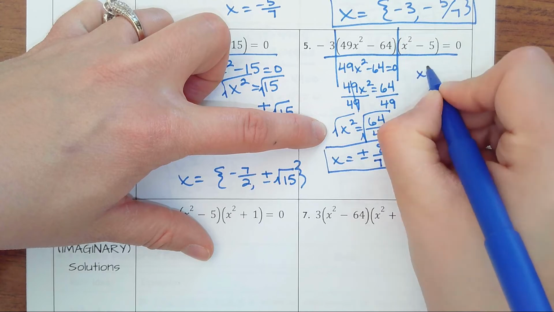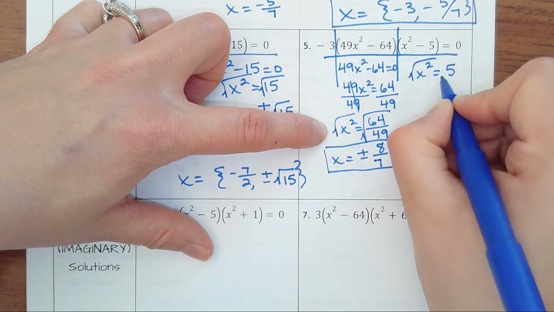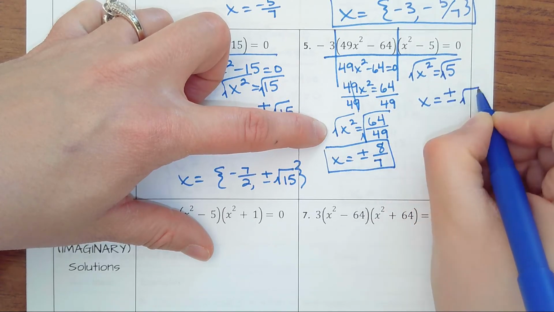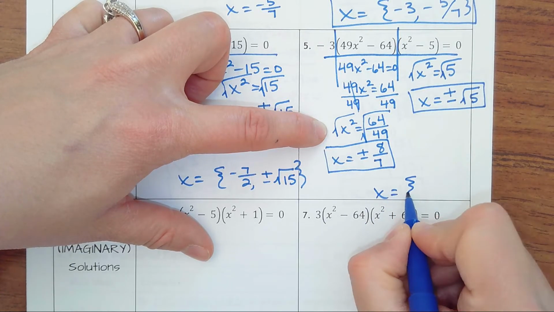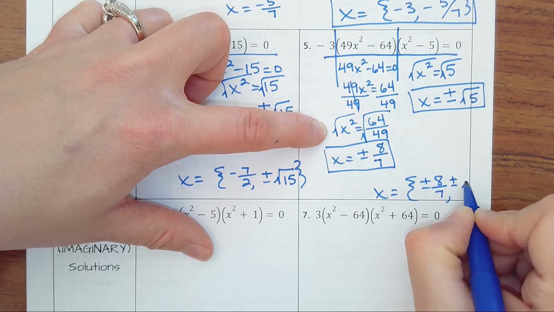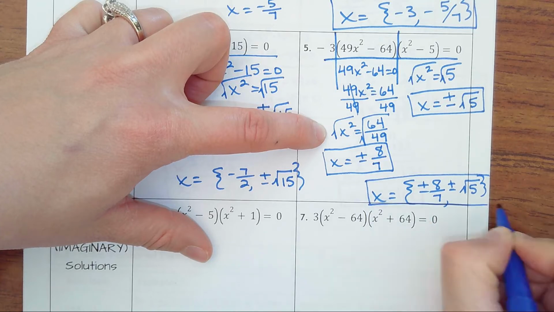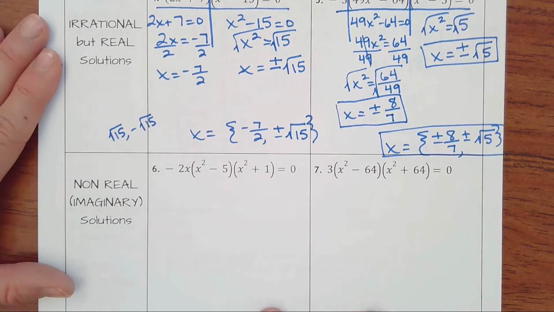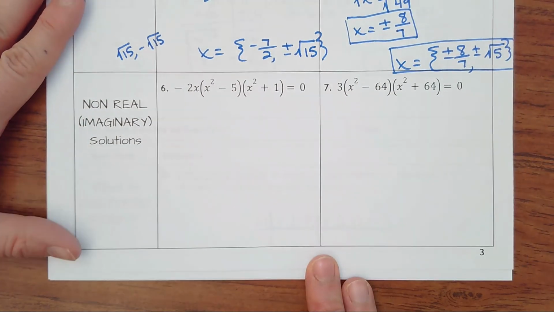And then this one, I'm going to be adding the 5 over to 0, so now it's positive, square rooting both sides. So I get positive and negative square root of 5, which can't be broken down. So my answers are a positive and a negative 8/7 and a positive and a negative square root of 5. So those are irrational, but they're real. Now we're going to look at the non-real or the imaginary solutions, but all this is very much the same.